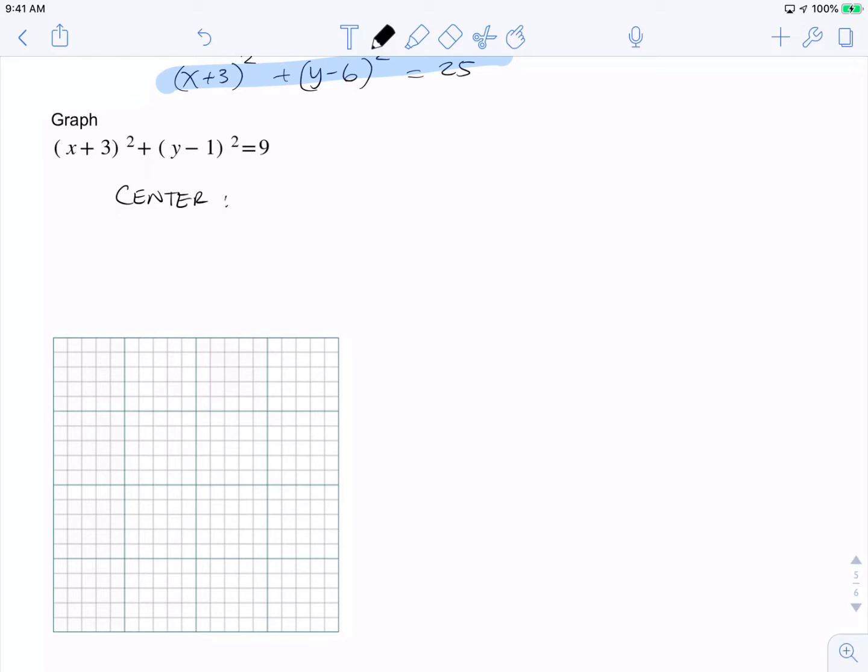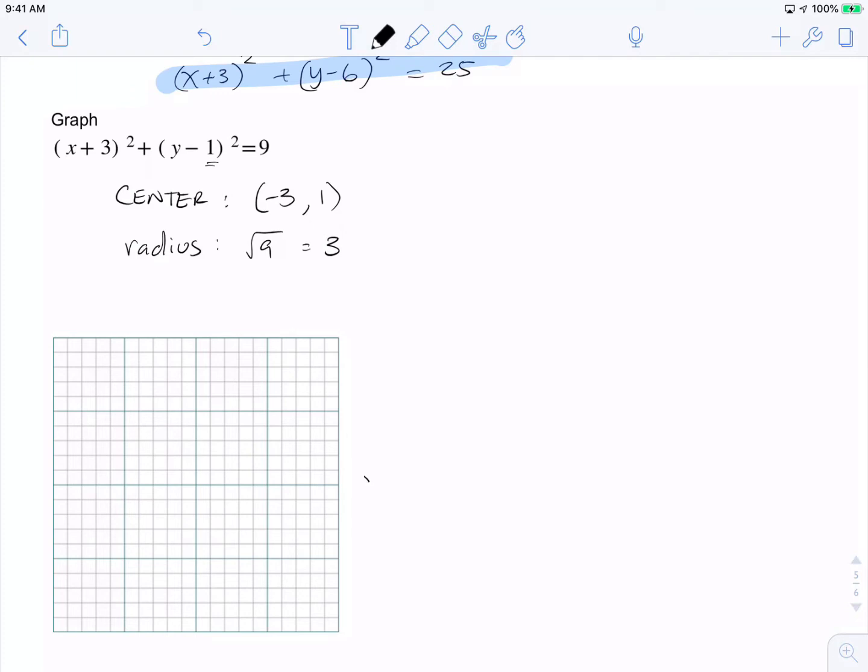Well, since this is a plus 3, that implies that it's a negative 3 for the x, and then the 1 with the y here is positive. It's exactly the opposite sign. The radius for this problem is the square root of 9. So the square root of 9 then is 3.